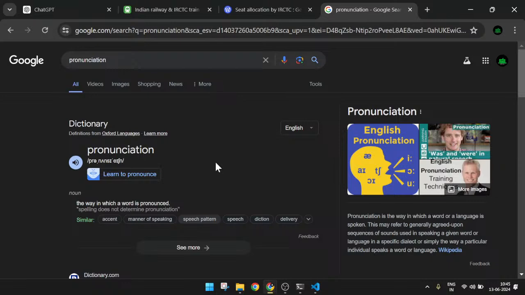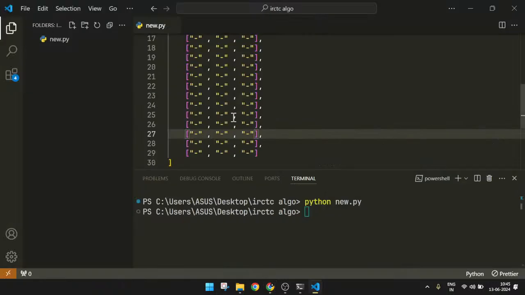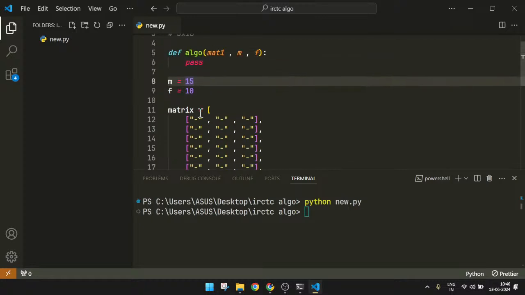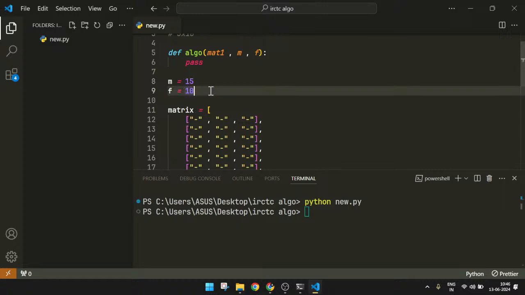Yo, I'm back. So let's continue with our algorithm. Should I also add age for all the males and females? People with less age will have the probability of getting the upper berths, because they can climb the steps, and people with more age, more than 35 or 40, will get the lower ones. We can do it afterwards. First, let's just do this thing.